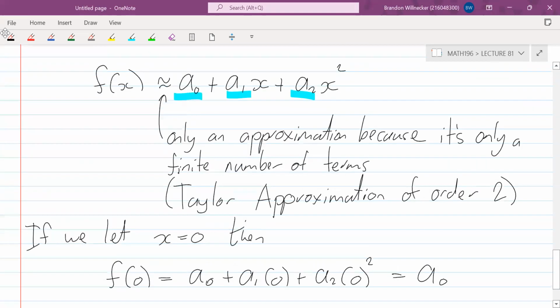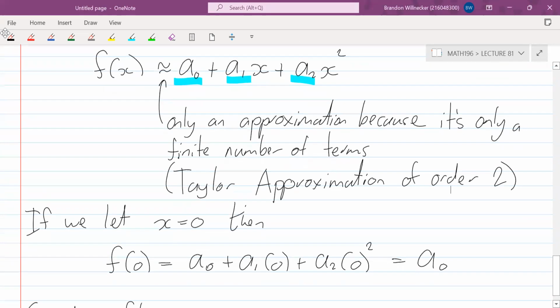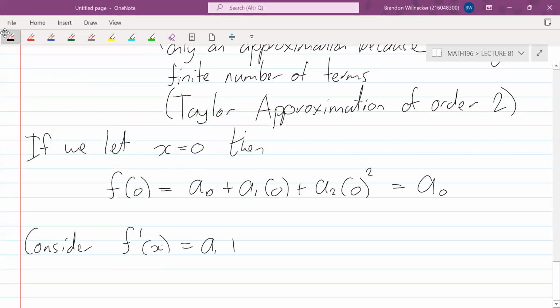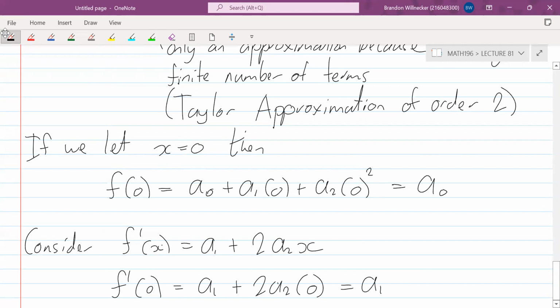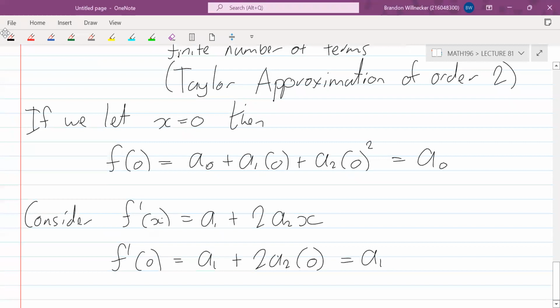So we take the derivative. Okay, no problem there. It's a quadratic. We know how to take the derivative. That's going to be A1 plus 2A2x. Now, if we evaluate this at 0, we're going to get A1 plus 2A2 times 0. But that's just going to be A1. So this is how we can find A1. We take the first derivative of the function, evaluate it at 0, and that gives us A1.